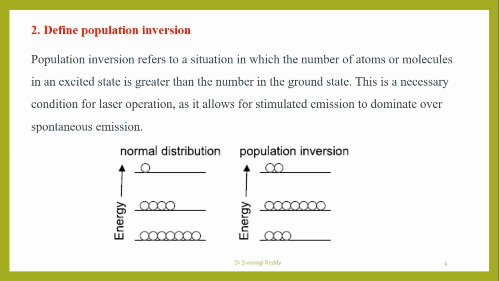Normally at a ground state, different energy levels are there. We have 1, 2, 3 like that. Ground state has more atoms, then higher level, then higher. This is a normal distribution. But population inversion means, in comparison to the ground state, the higher energy level has more atoms. This is a population inversion. So in order to get the population inversion, we have to supply external energy to pump a larger number of atoms to the excited state.